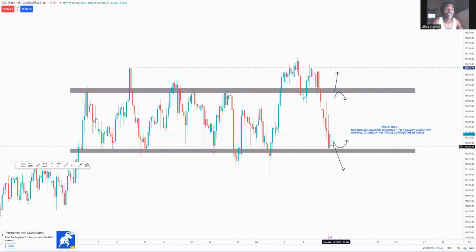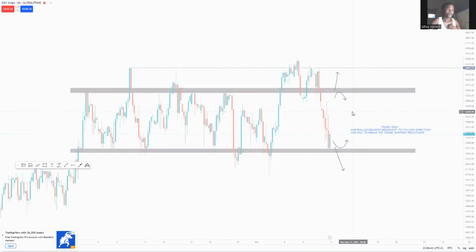Like I say, if price doesn't break out, we trade resistance. If price doesn't break out, we trade support. So I'm looking for an overall breakout. Either we're bullish or we're bearish, right? Depending on what we find. If we don't get a breakout, we simply trade support and resistance, and that's it. That's my take on German 30.